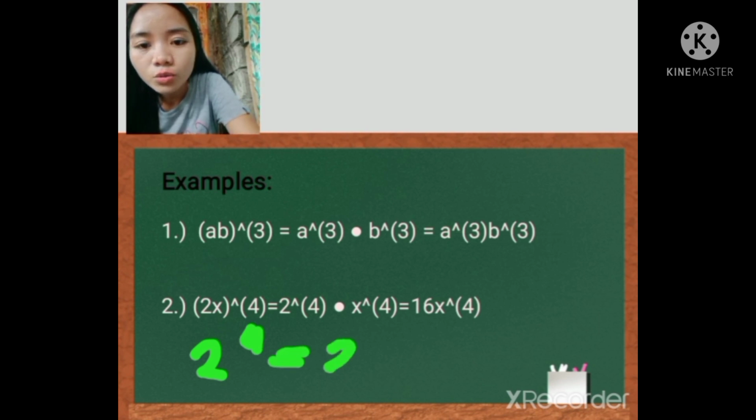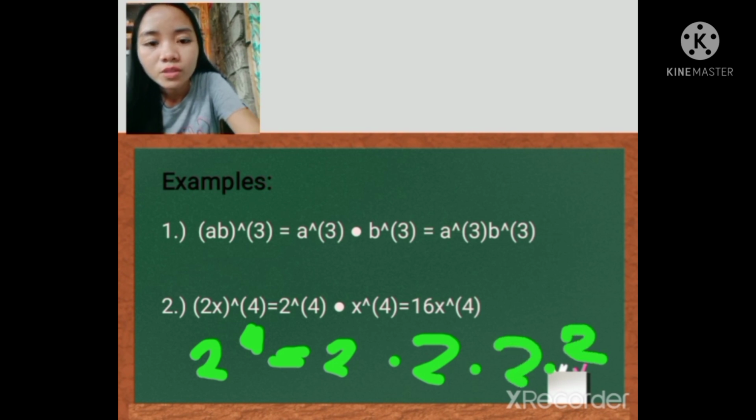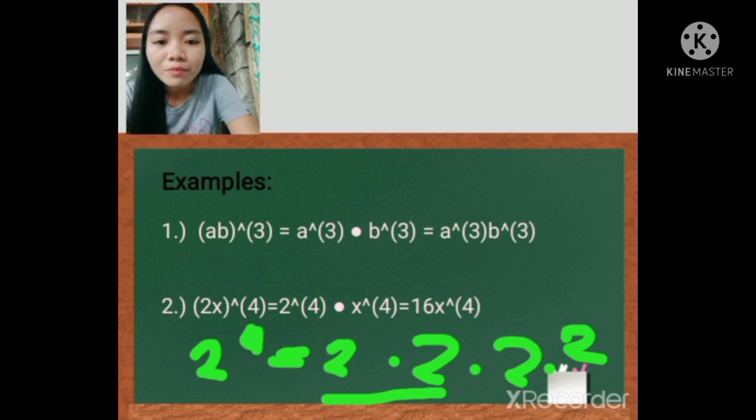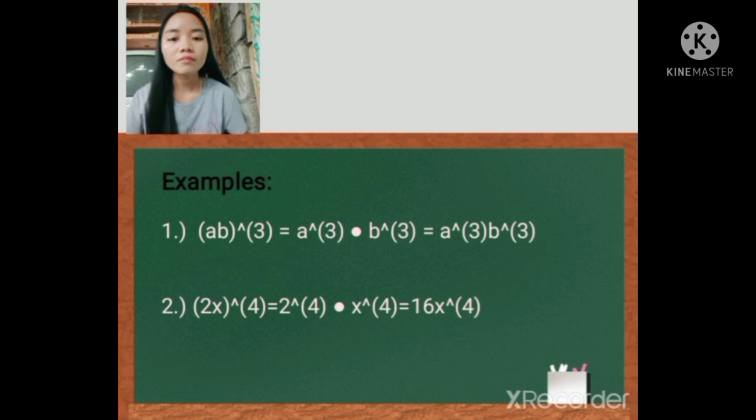equals 2 times 2 times 2 times 2. So 2 times 2 equals 4, times 2, 8. So 8 times 2, we have 16. So the answer is 16. Then x to the power of 4. So our answer is 16x to the power of 4.